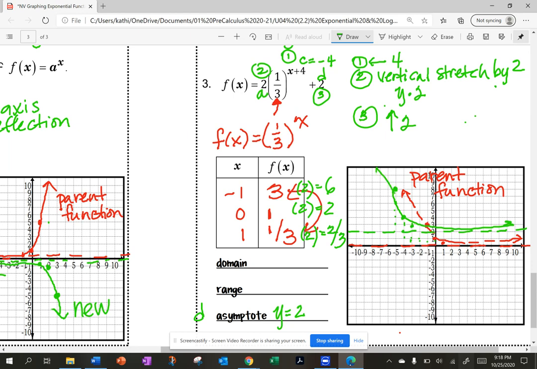Okay, so here is my new function. Looking at that, my domain. I don't have a fraction or a radical with an even index. So my domain is all real numbers. My range is always related to my asymptote. So my asymptote is at 2, and I'm above 2, so that means y is greater than 2.